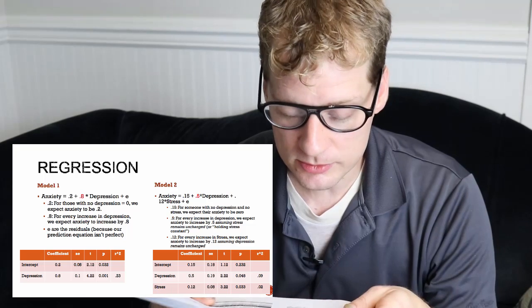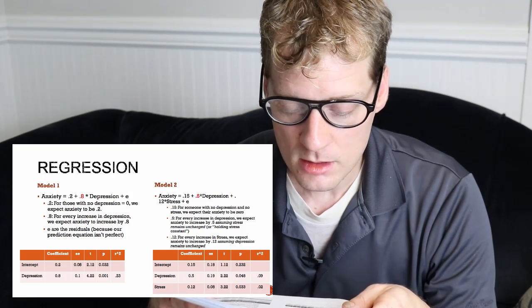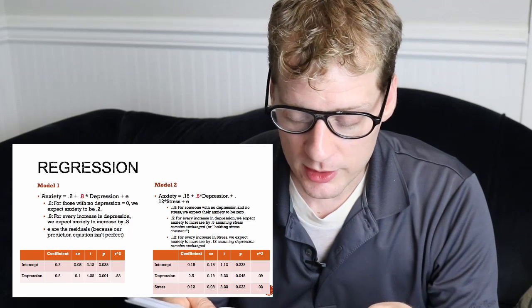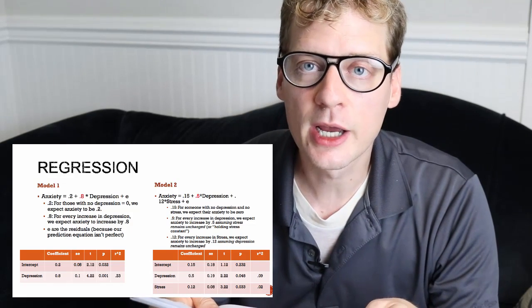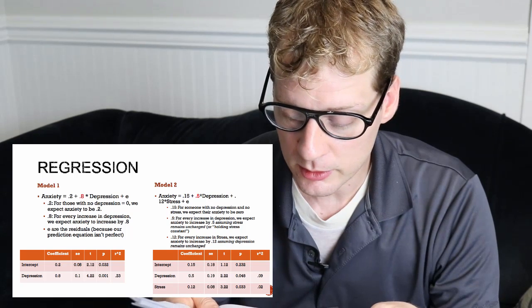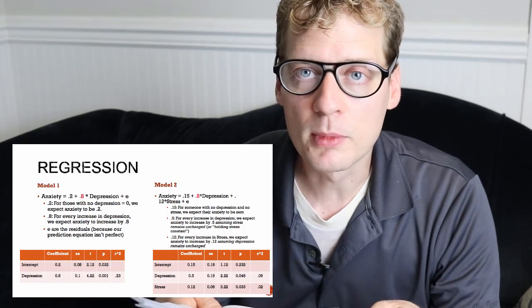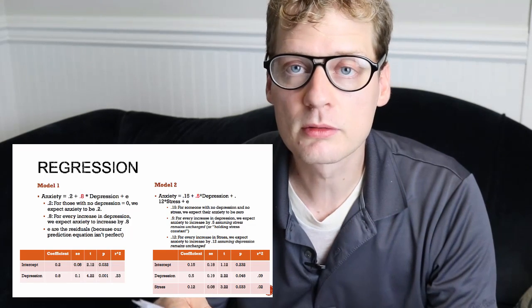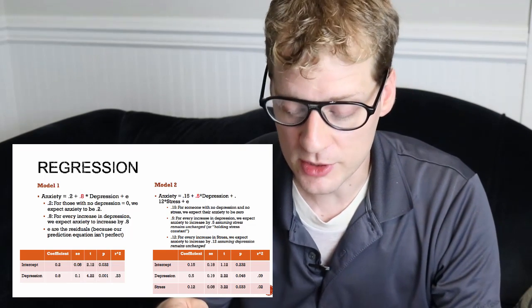And to introduce those limitations, please welcome Dr. Poche. Yes, regression has limitations. If you will look at the next slide, you will see two models, Model 1 and Model 2. Model 1 is predicting anxiety from depression, while Model 2 is predicting anxiety from depression as well as stress.